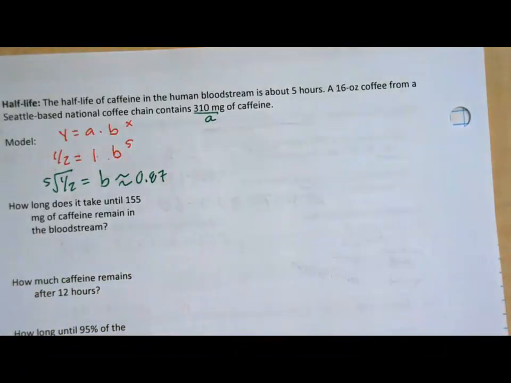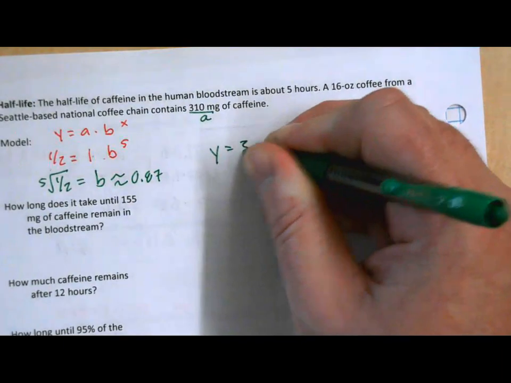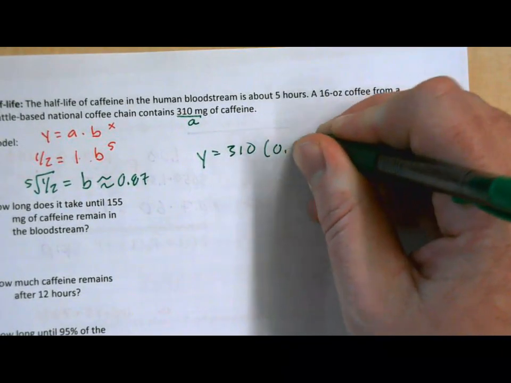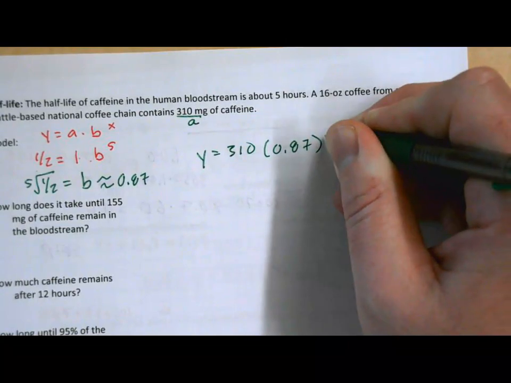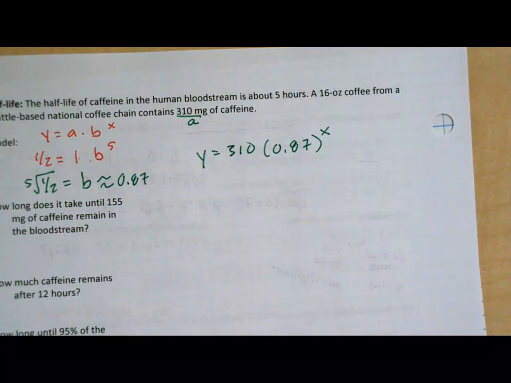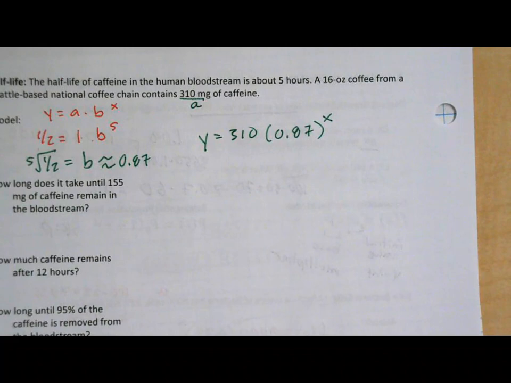Now when we go to write our equation or our model, we will use that 310. So we're starting out with 310 milligrams of caffeine in our bloodstream, times 0.87 to the X. By the way, the book does this a slightly different way, and you're welcome to do it however you'd like. So the question is, how long does it take until 155 milligrams of caffeine remain in the bloodstream?